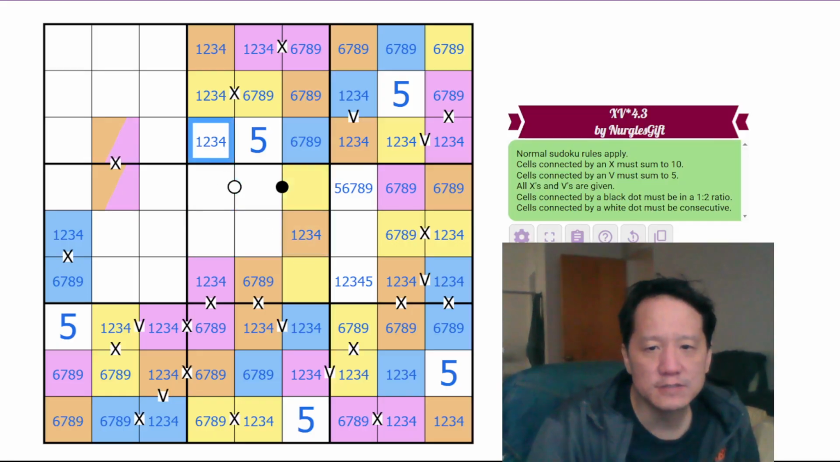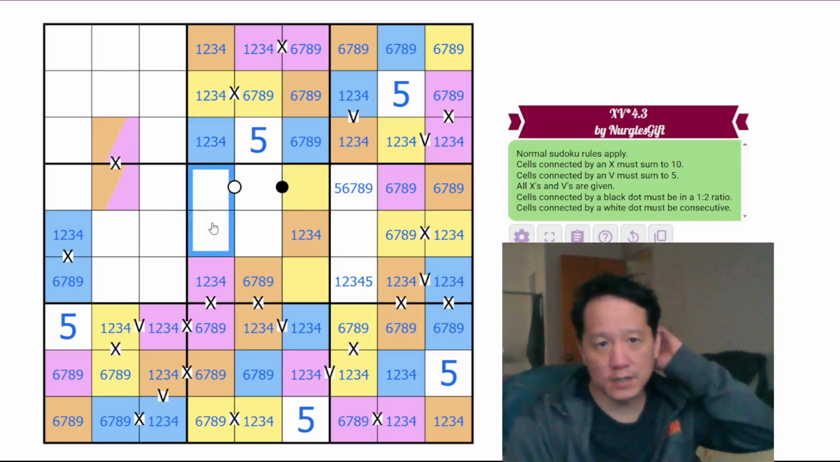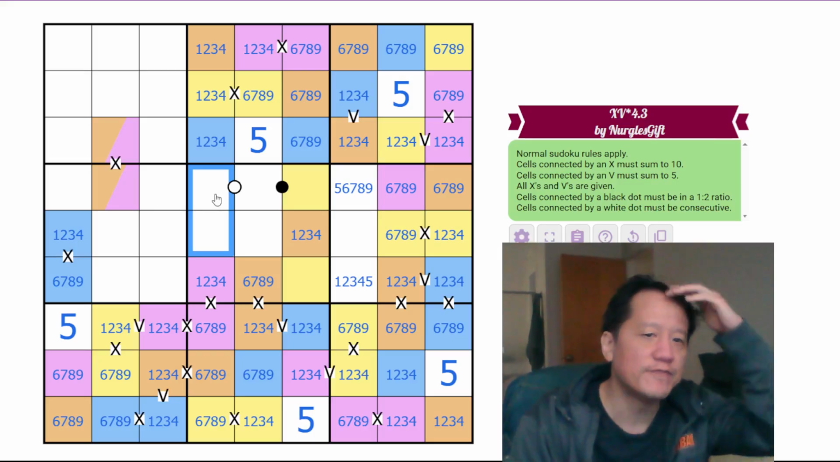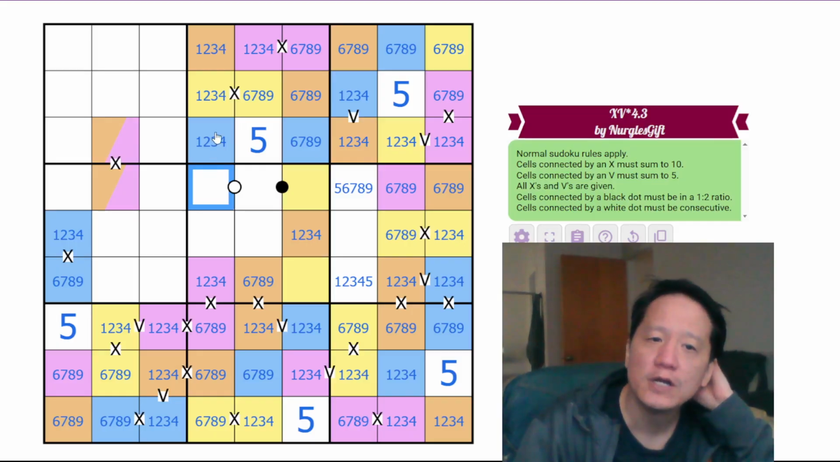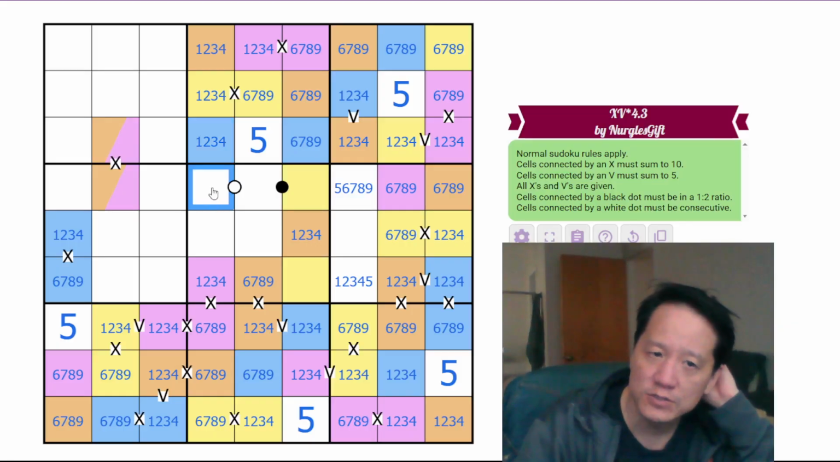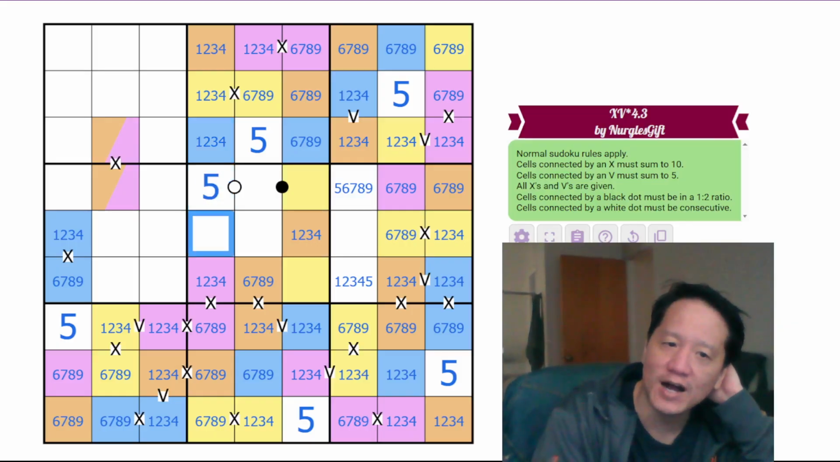Okay, that means this is low blue. What are the remaining digits in column 4? We have 5 and high blue left, but if this were high blue, it would have to add up to 10 with this, and there would have to be an X in between them. So this cannot be high blue. This is 5, and this must be high blue here.